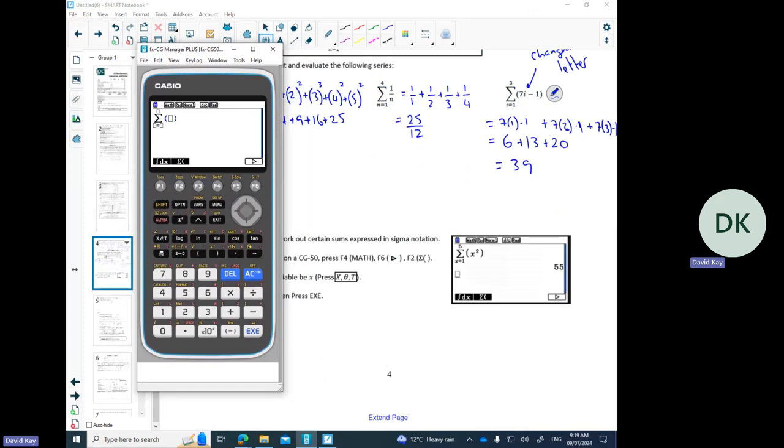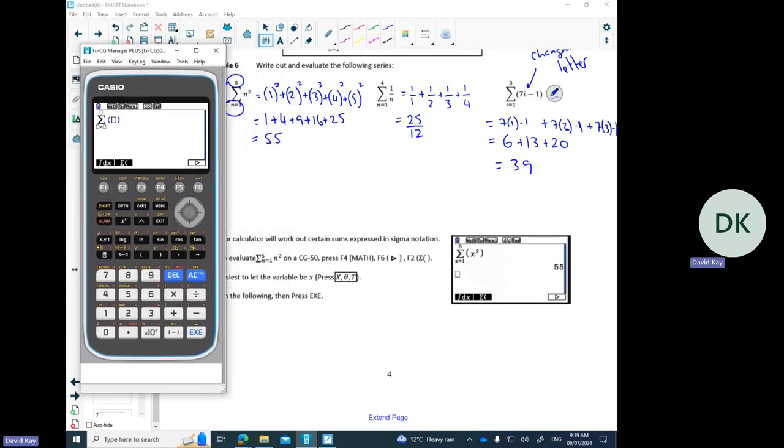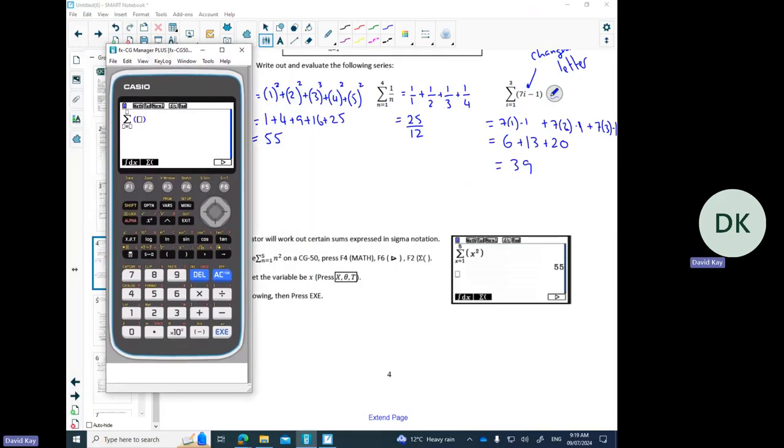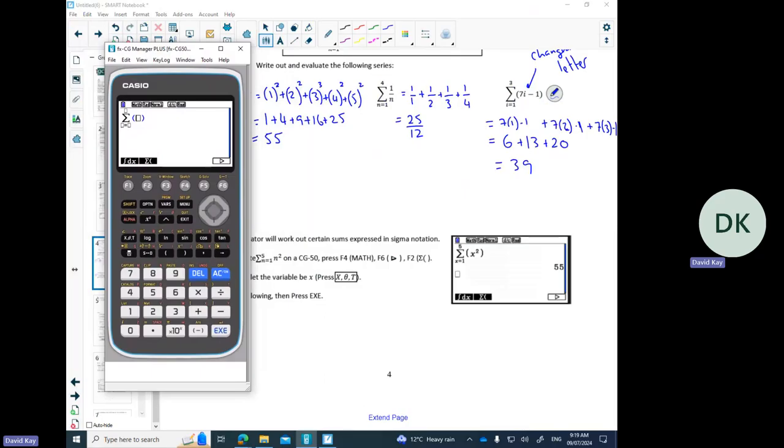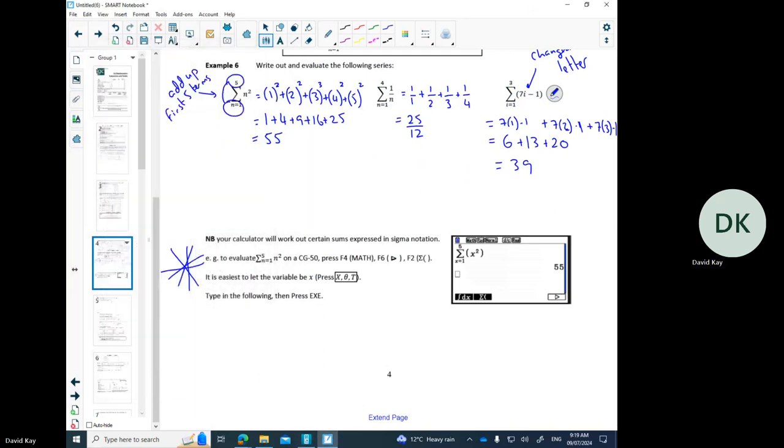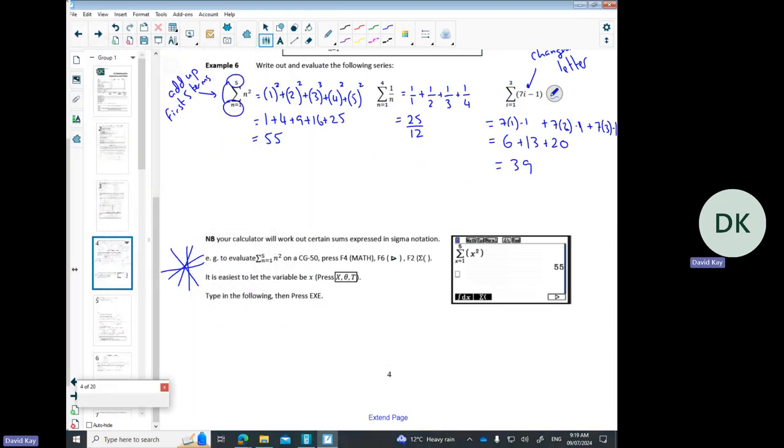So I'm going to do, what am I doing? So I'm doing n squared from 1 to 5, aren't I? So I'm going to press my x theta t key for x squared. Press right or down, see which one works. So right works. So x is 1 to 5. There we go. And it does in fact work. Yeah. Right. So look at the next bit.